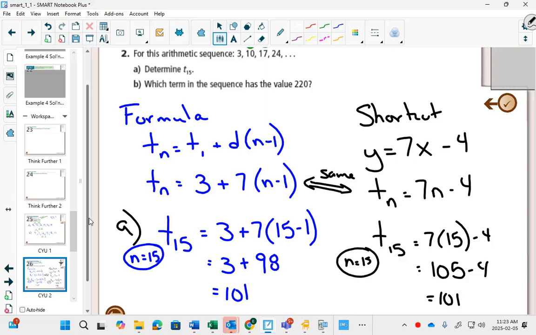Some of you are going to love using the formula because it's on your formula sheet, and I'll give you a formula sheet today. Some of you are going to be like, oh, I like the shortcut because I can get it really quick, and it's already simplified a little bit. Sometimes you'll like the shortcut and sometimes you'll like the formula. So we'll see a little bit about that.